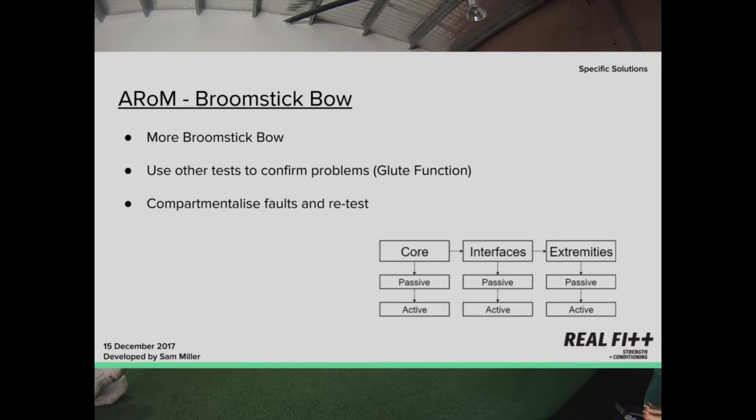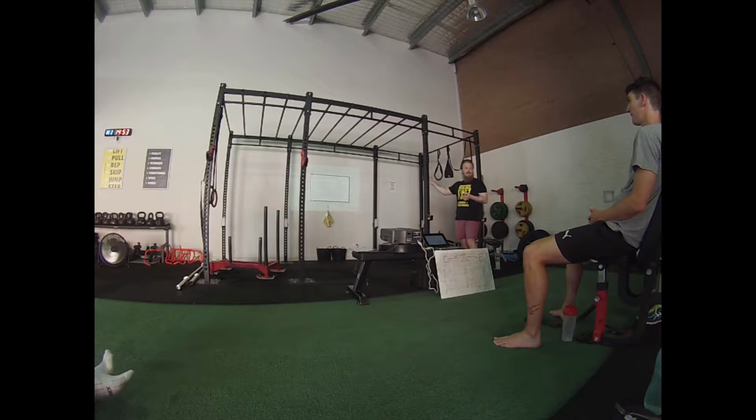Broomstick bow. If you find any problems during the broomstick bow, the solution is almost always going to be more broomstick bow. We talked before, it's really hard for them to get it wrong. And you don't have to be there for them to practice it, as long as they remember what those points of contact are supposed to be.